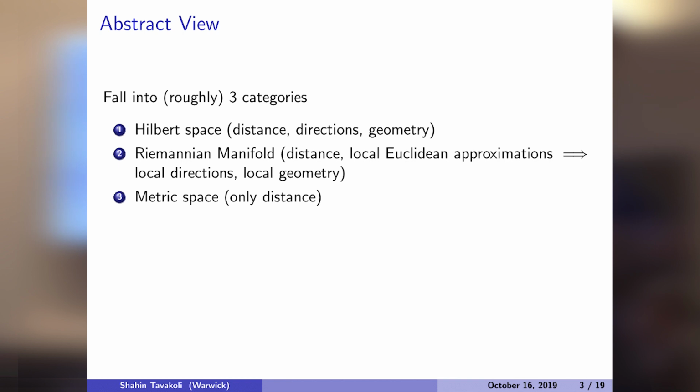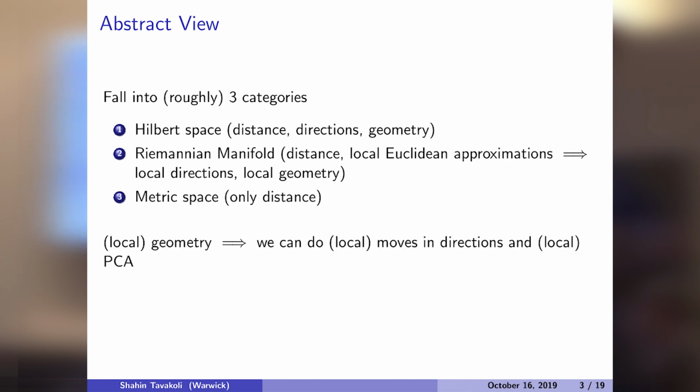And then all hell breaks loose. You have a metric space, and the only thing you have is a distance. You give me 2 elements, I tell you what the distance is, and you have to work with that. Okay, so what's the nice thing about having a geometry like in the first case, or a local geometry like in the second case, where you can do moves in certain directions or local moves in certain directions, and therefore you can do PCA or local PCA, okay?